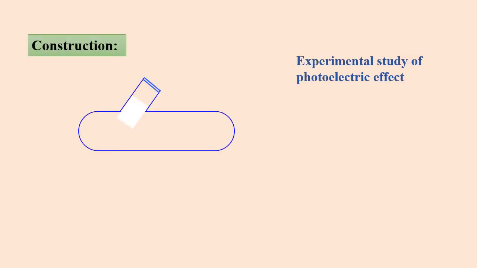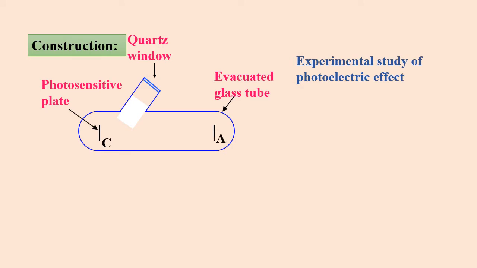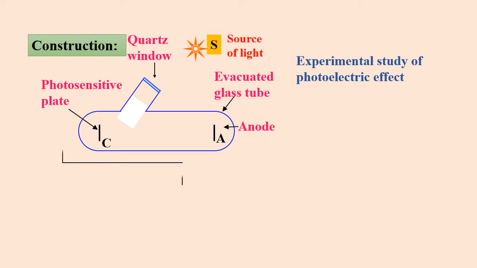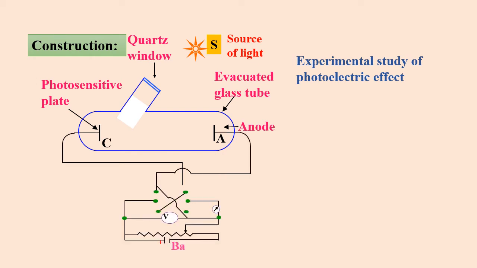So let us take this glass tube, the quartz window, and this is a cathode, a photosensitive material, and an anode, which is a collector. The source of light is S. The cathode is connected to the negative terminal and the anode is connected to the positive terminal, using an experimental setup like this.